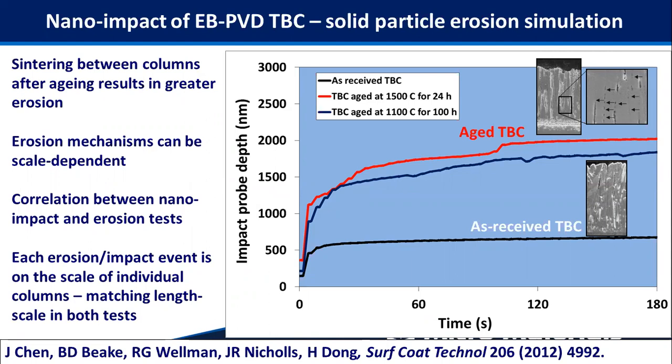When you look with an SEM, you can see that it's sintering between the columns that is causing this decrease in strain tolerance in the coating system. The reduction in porosity means that impact events are able to travel over more columns now, and this is detrimental to its impact resistance and its erosion resistance. So we're quite nicely able to correlate between the impact and the erosion tests, although in general erosion mechanisms can be quite scale dependent. In this case, we're matching the contact length scale on the scale of the columns in both tests.